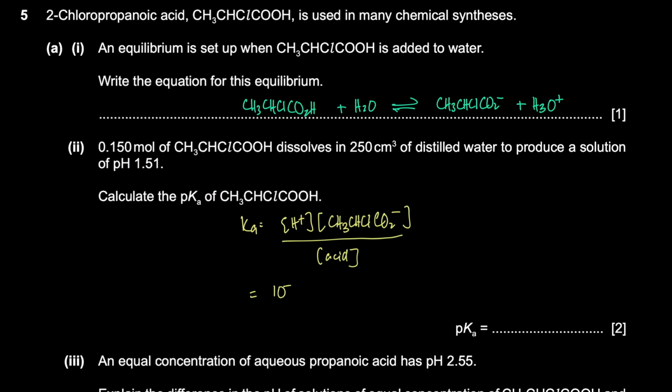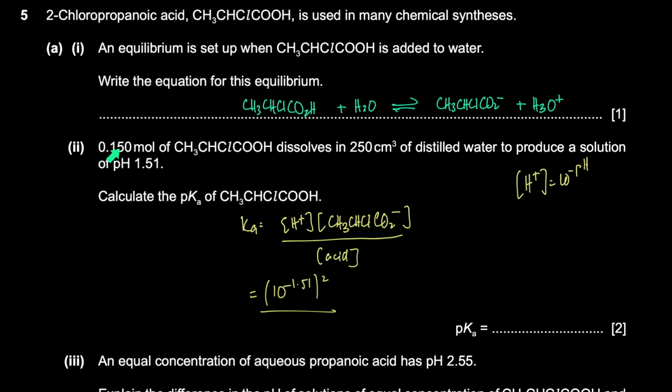So that is 10 to the power of negative 1.51. You guys remember, the concentration of H plus is equal to 10 to the power of negative pH. So that's the concentration of H plus, and we have the same concentration of the conjugate base. So that concentration times the same thing, right? That will be squared, divided by the concentration of acid. What is the concentration of acid?